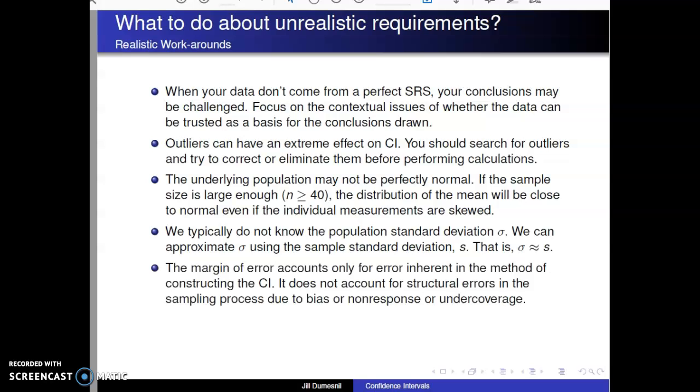The margin of error, what I refer to as the fattening up of the point estimate, only accounts for error inherent in the method of constructing the confidence interval. It does not account for structural errors in the sampling process due to bias or non-response or undercoverage.